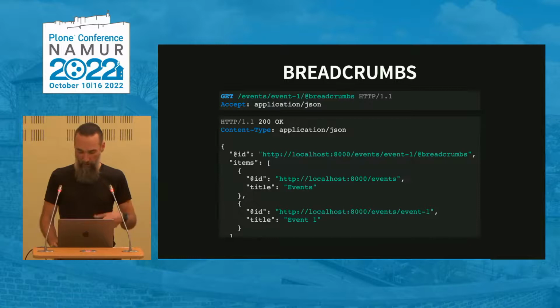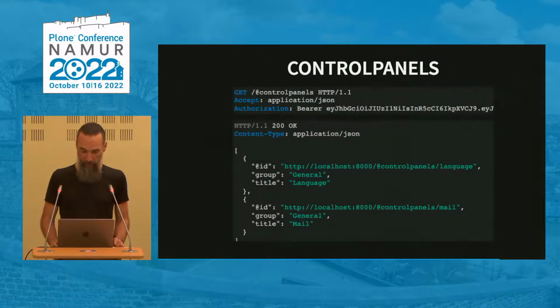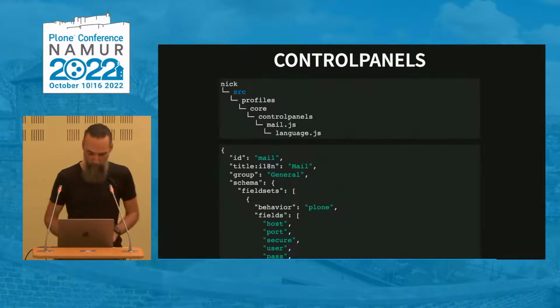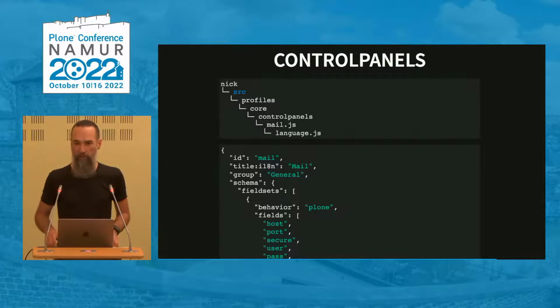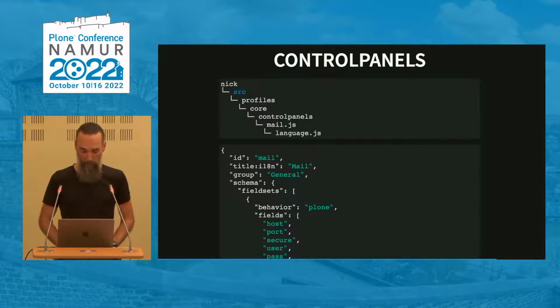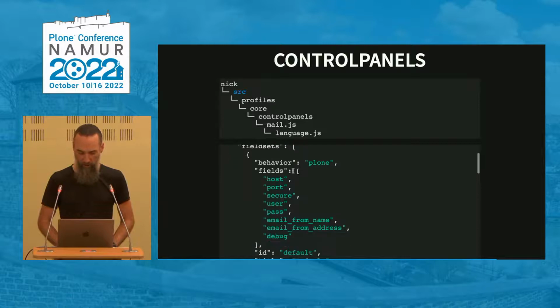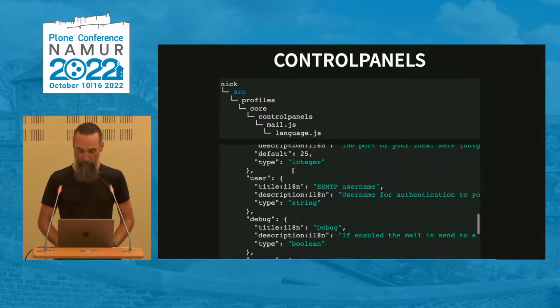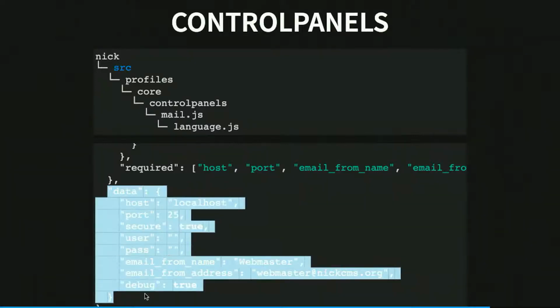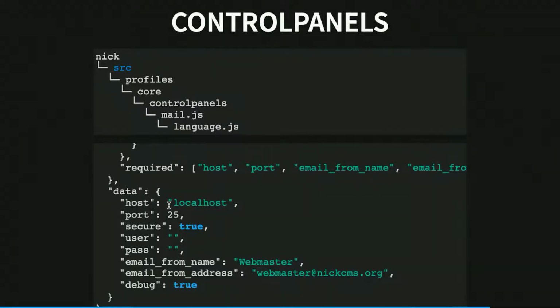Yeah, you have some utility calls which you have in Plone as well to fetch navigation, breadcrumbs, control panels. Control panels, as I said, I'm not using a configuration registry, so I have all the data of the control panel stored in a control panel table, basically. So the control panels, when you create them in your profile, they have a schema with all the fields and the type of the fields. And then there's a data field which has the default values in this case, but they can also be updated.